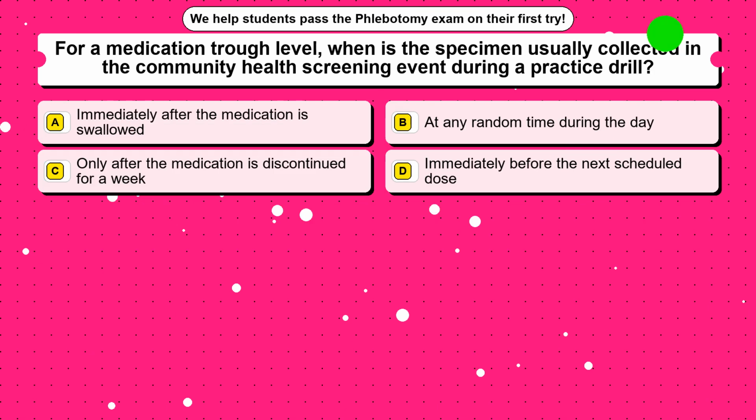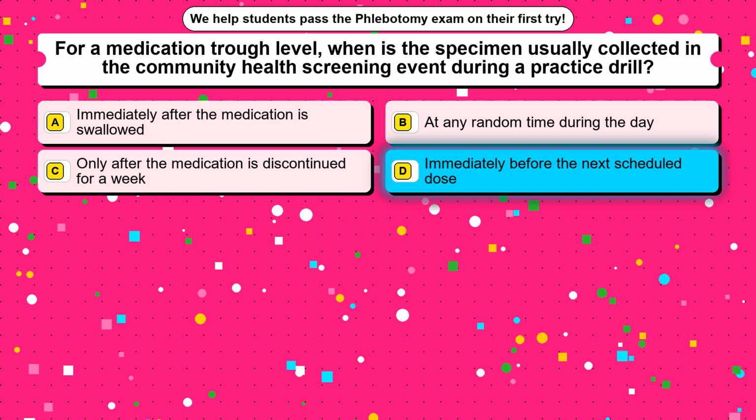Question 39. For a medication trough level, when is the specimen usually collected in the community health screening event during a practice drill? Option A, immediately after the medication is swallowed. Option B, at any random time during the day. Option C, only after the medication is discontinued for a week. Option D, immediately before the next scheduled dose.